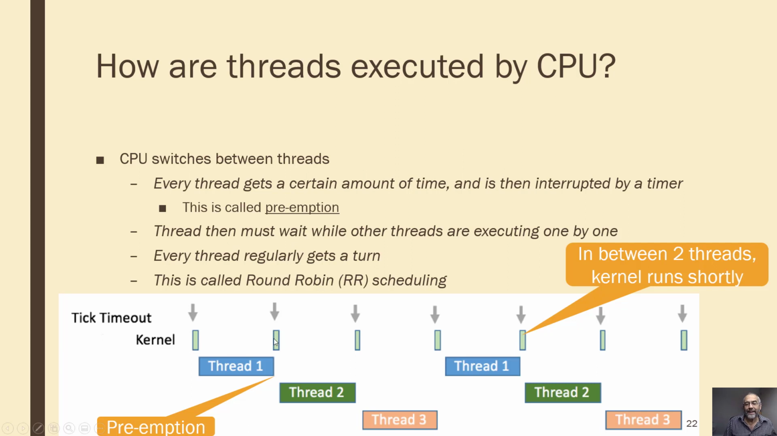That's the overhead that I mentioned. So here we have a little bit of overhead of the RTOS. The CPU cannot spend all its time executing threads, but in between two threads, each time there's a little bit of overhead of the kernel running there.